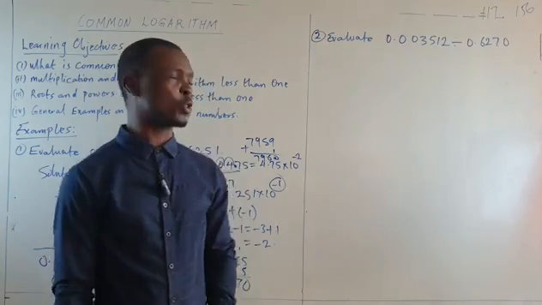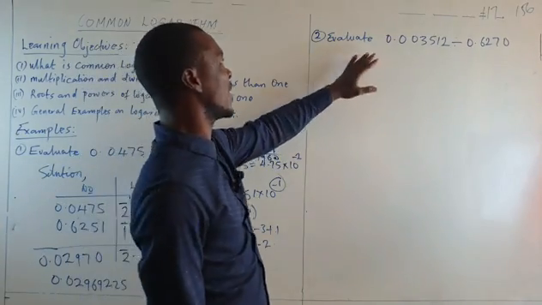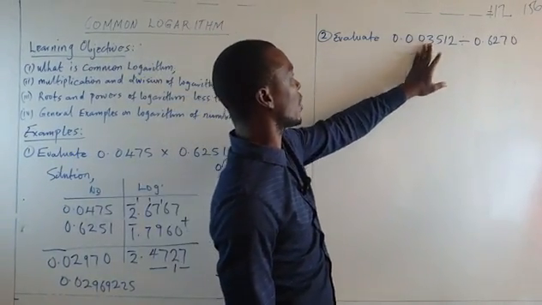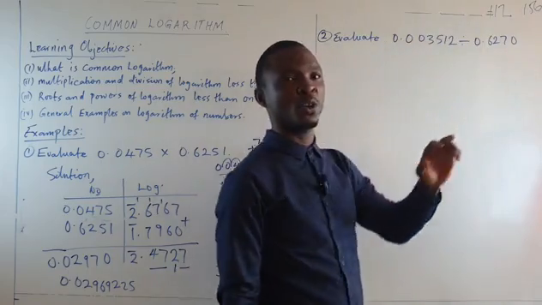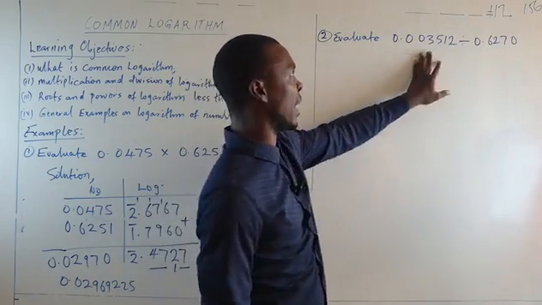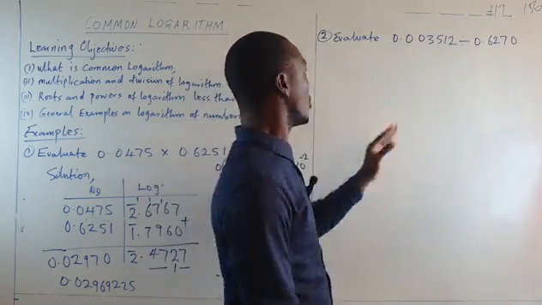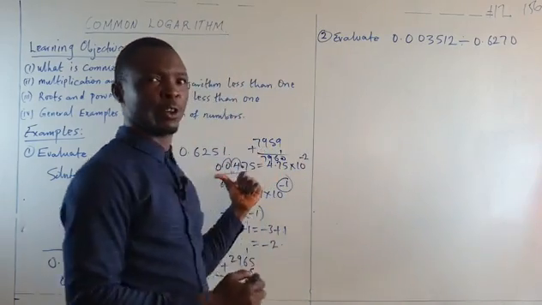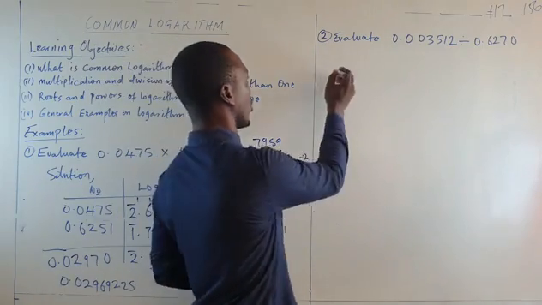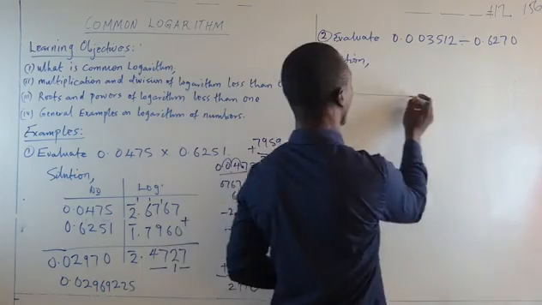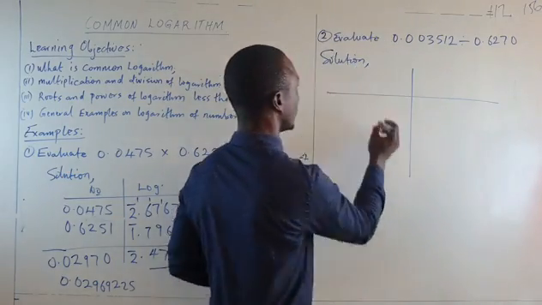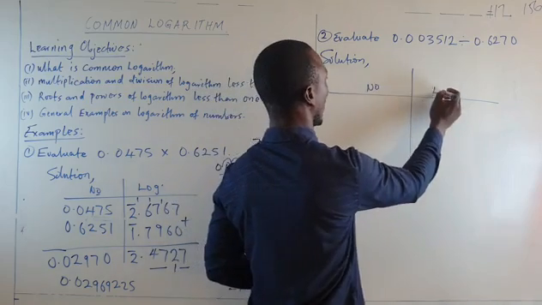Thank you. Example 2 says, evaluate 0.003512 divided by 0.6270. These are numbers less than 1 as well. So following the first example, we are going to prepare our table. So prepare table as this. So we have the number and we have the log.